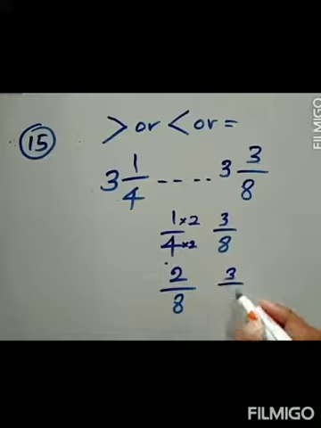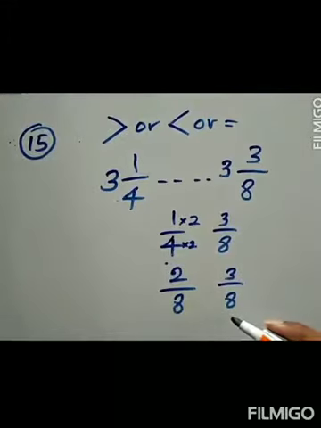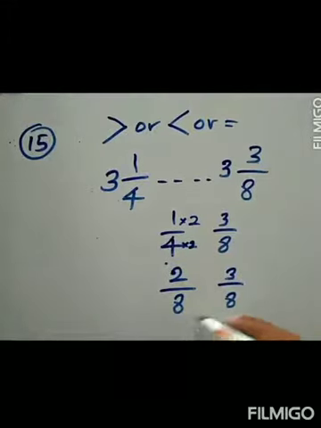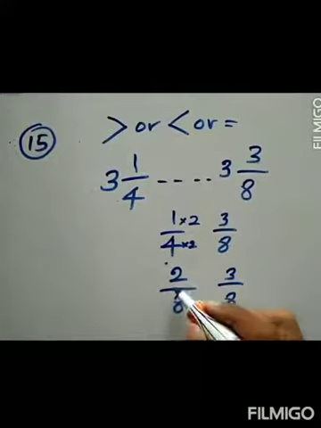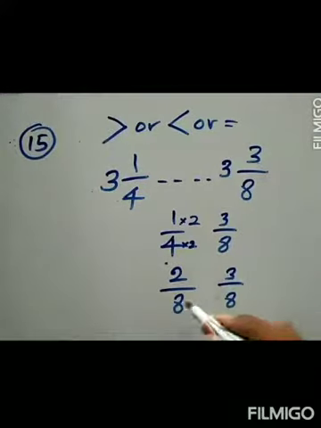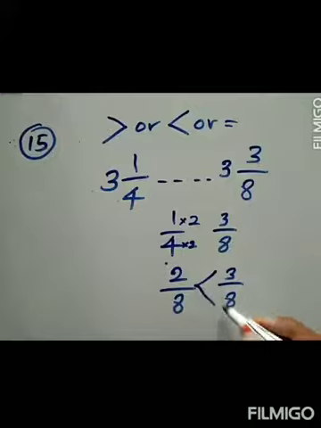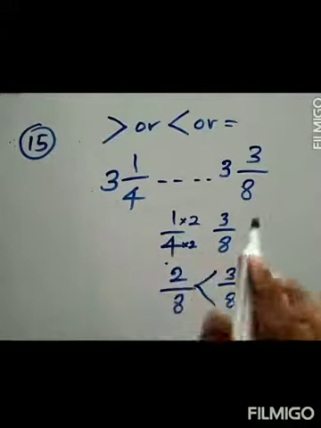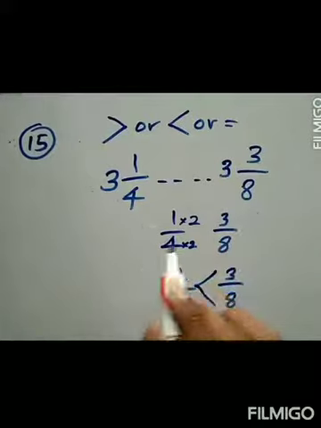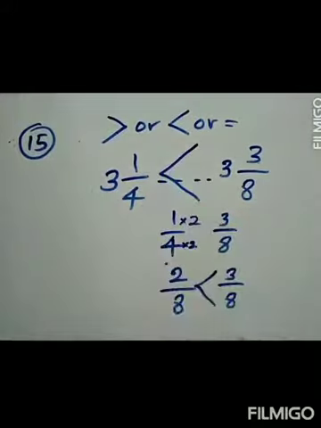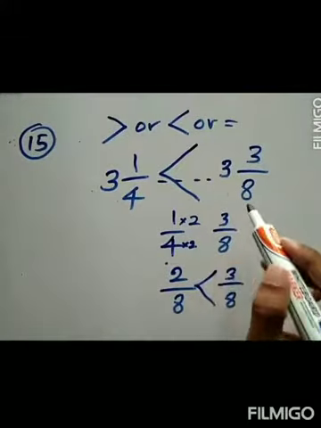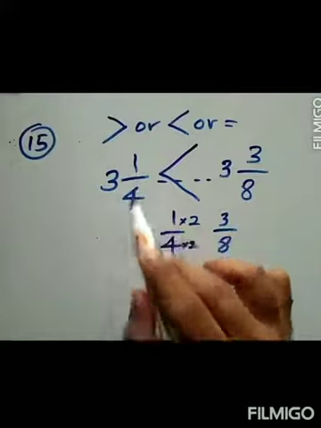And here 3 over 8. If you consider these 2 fractions, in the denominators both are 8, but in the numerator here 2, here 3. Then if you consider these 2 fractions, this one is greater than this one. So this fraction is greater than this fraction, therefore the answer should be like this. Then 3 3 over 8 is greater than 3 1 over 4.